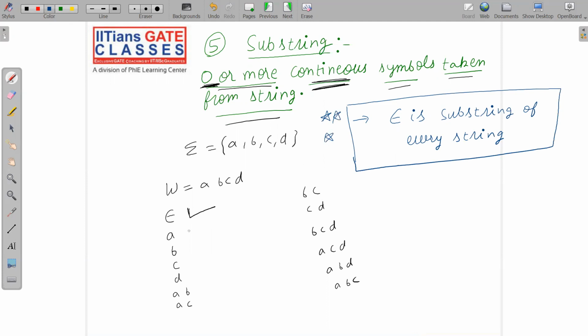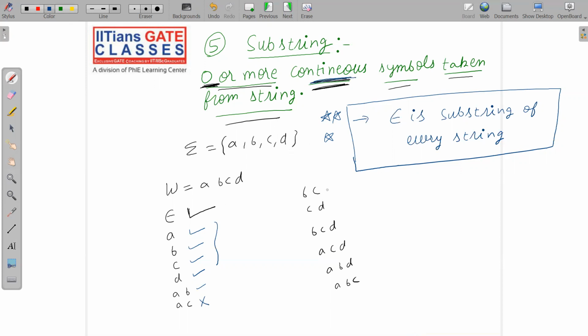So null is a substring. A is obviously a substring, B is a substring, C is a substring, D is a substring. These are all substrings of length 1. What about AB? Yes, AB is a substring. AC is not a substring. Why? Because I have used the word continuous. You have to take continuous symbols.